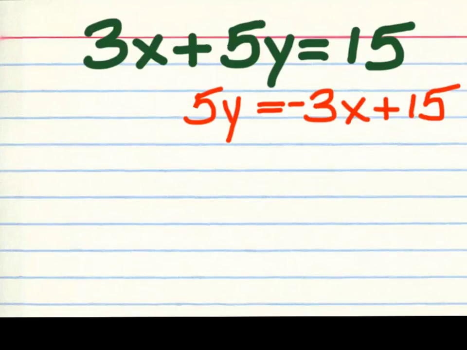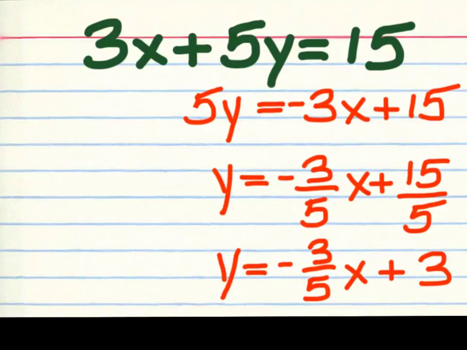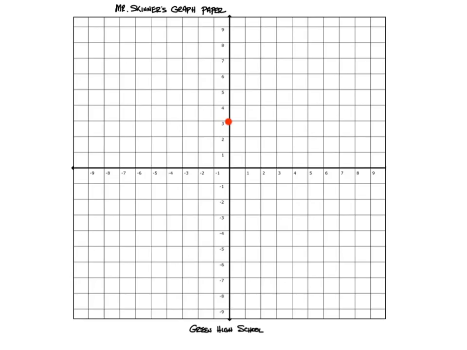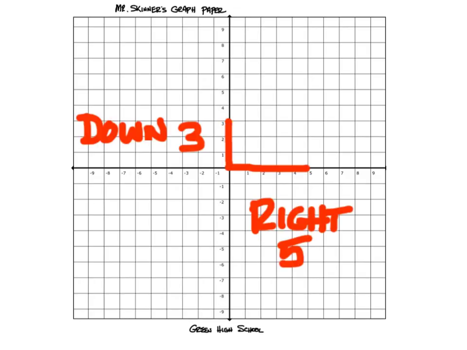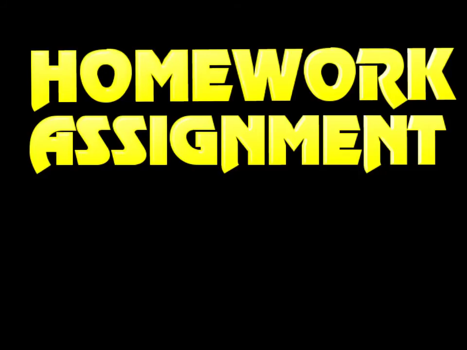You're going to move the 3x to the right, change the sign, divide everything by 5, simplify the 15 over 5 to 3, so you're left with y equals negative 3/5 x plus 3. And there's your y-intercept at 3. The slope was down 3 to the right 5. There it is, and connect up the dots. This is what the graph should look like.